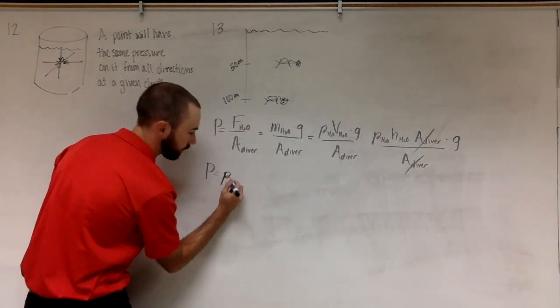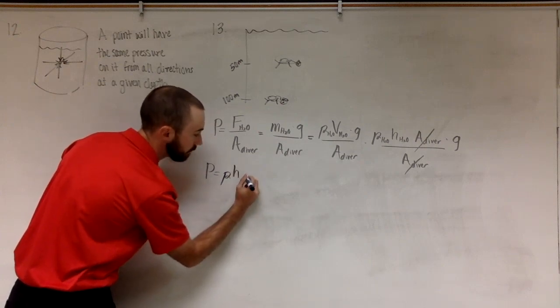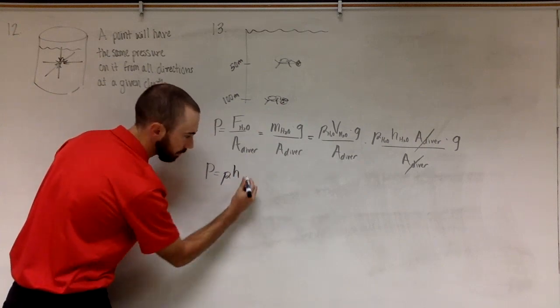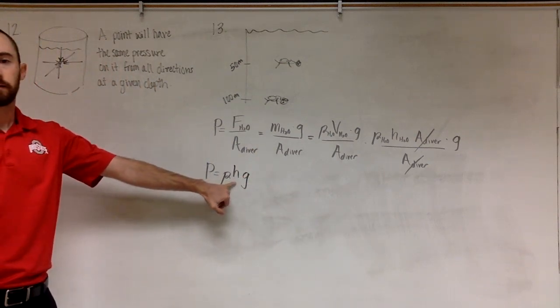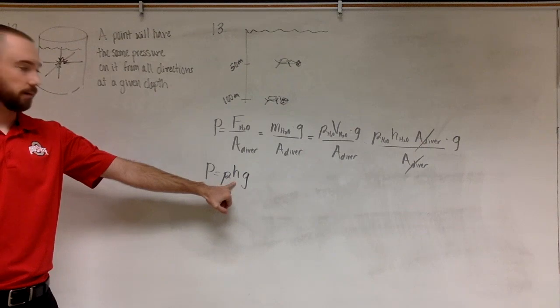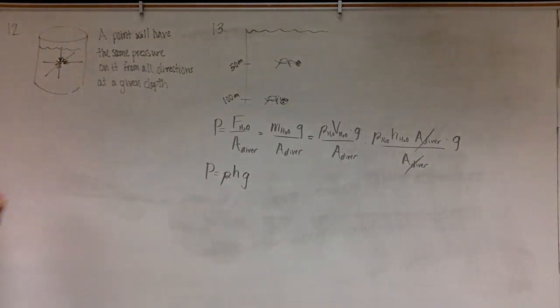So pressure in a fluid is related to the density of the fluid, the height of the fluid above you, or the depth, times the acceleration due to gravity. And in this case, the only thing that's going to be changing for our problems here is just the height. So pressure is just directly related to the height.